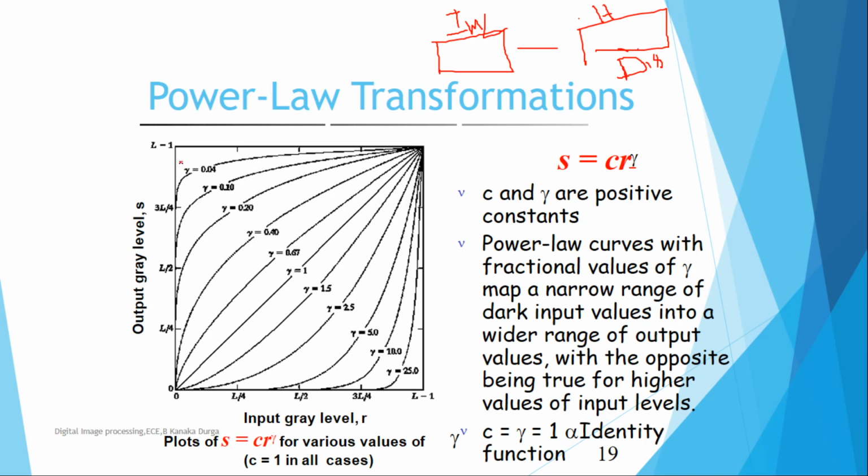The power law curve, with fractional values of gamma, behaves like the log function in one case and like the inverse log function in the other. So the power law function can do both operations. It maps a narrow range of darker input values into a wider range of output values, with the opposite being true for higher input intensity values.